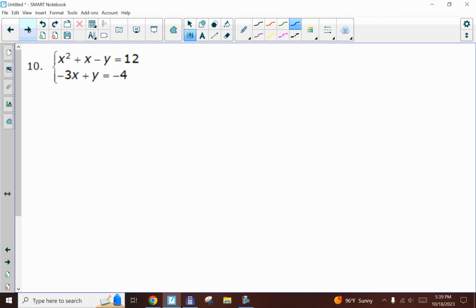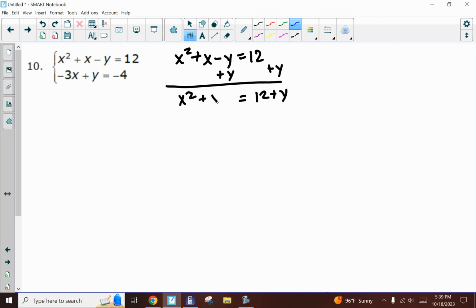Okay, next question. This guy right here, it's got the exponent, so we want them to both say y equals. So let me take the first equation, x squared plus x minus y equals 12. I'm going to go ahead and move the y over, so I'm going to add y to the other side. So I have 12 plus y equals x squared plus x. And then I'm going to subtract the 12 over here. So I have y equals x squared plus x minus 12.